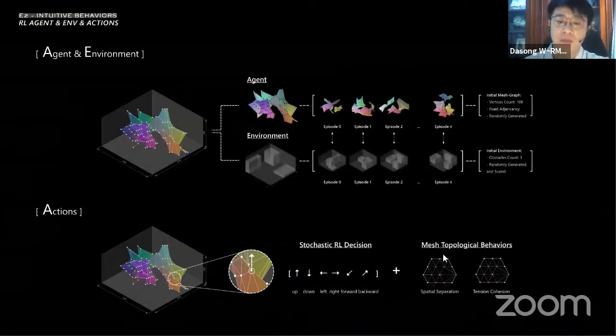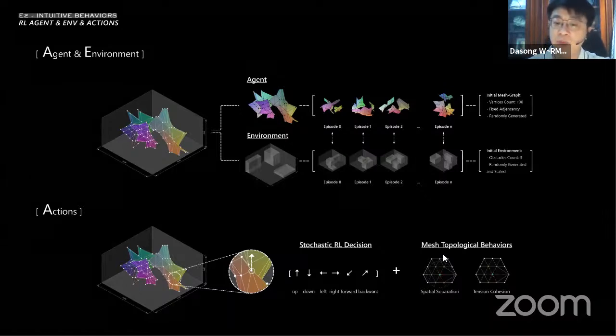In the generative policy process, the RL agent is defined as a mesh graph that consists of certain vertices with predefined topology. At the initialization of each training episode, the form of the mesh graph and the environment will be randomly generated in order to train the adaptability of the system. And in the experiment, the agent action is coded as a combination of stochastic RL actions and topological generative behaviors.